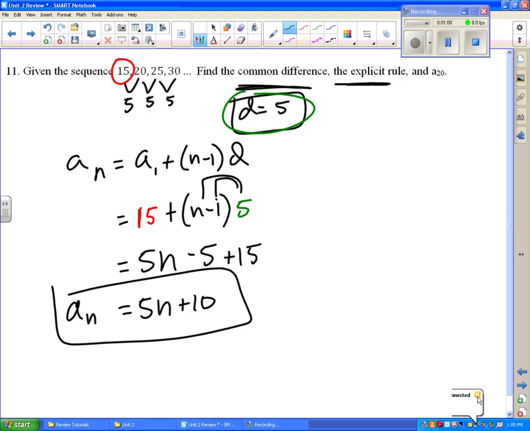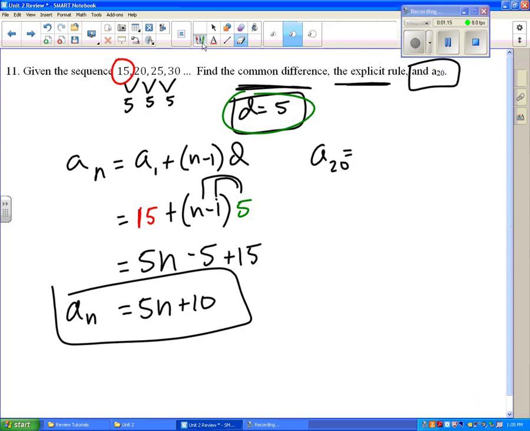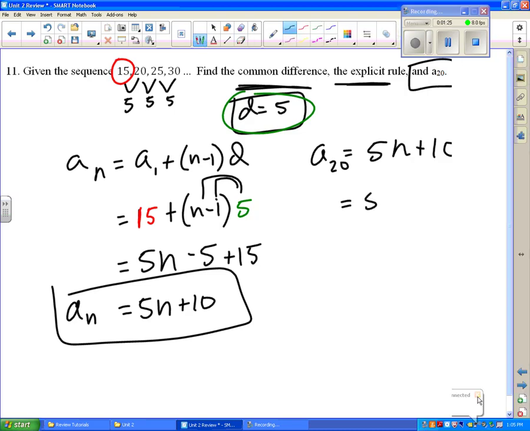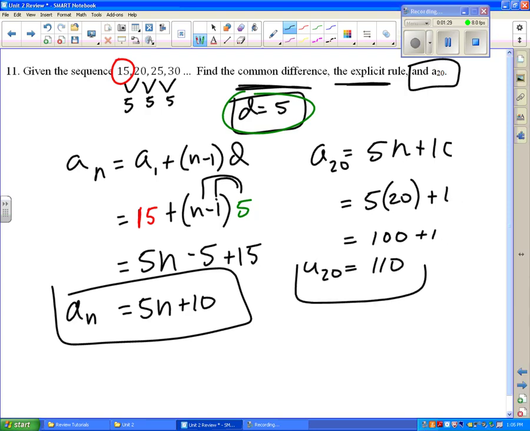And then we want the 20th term. We're just going to plug in a 20 into 5n plus 10. So 5 times 20 plus 10. 5 times 20 is 100, plus 10 is 110. So that means that our 20th term is going to be 110.